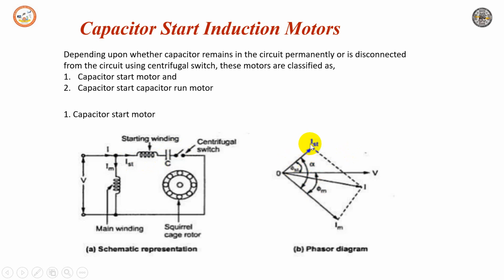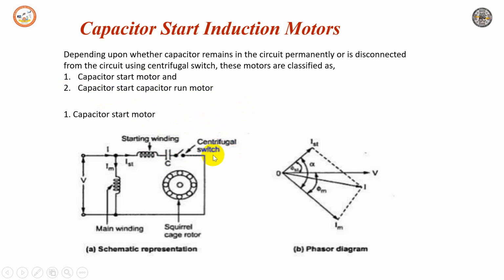If you look at that, the current, instead of lagging, will be leading here, and the phase angle between Im and Ist is again alpha, which results in the current I, which causes the forward rotation of the rotor because the torque is produced here. So the capacitive circuit, as it draws the leading current, is mainly used to increase the split phase angle. Depending on whether the capacitor remains in the circuit permanently or not, we can classify them. If it is used only at the starting, we call it a capacitor start motor. If the capacitor is retained even after running condition, it is called a capacitor start, capacitor run motor.